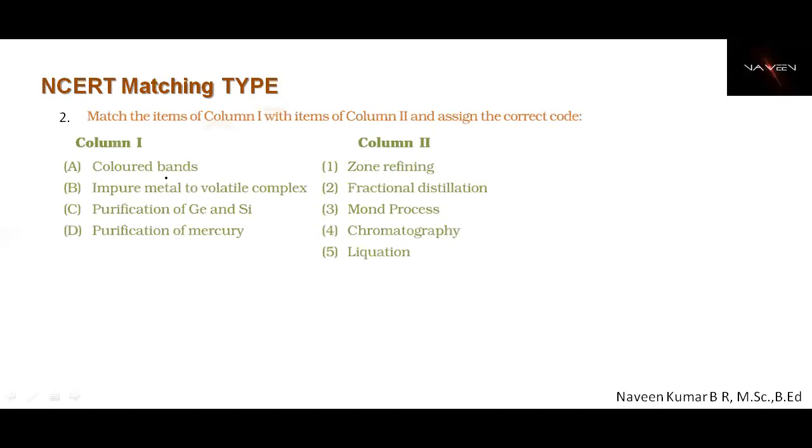Colored bands are formed. Which particular refining method can you recall for this? We know that in the chromatographic method, in adsorption chromatography, the different extent of adsorption of various substances is used to identify them. As the name indicates, chroma means the coloring substances.